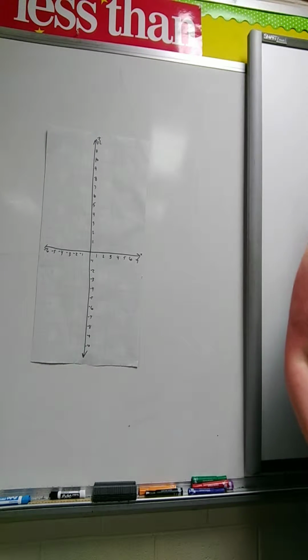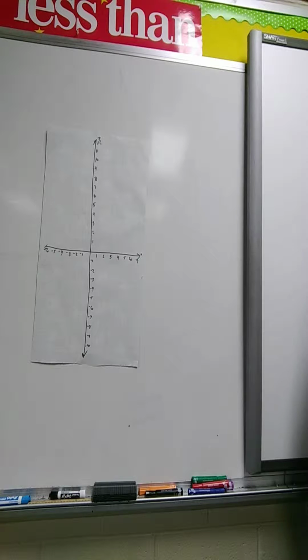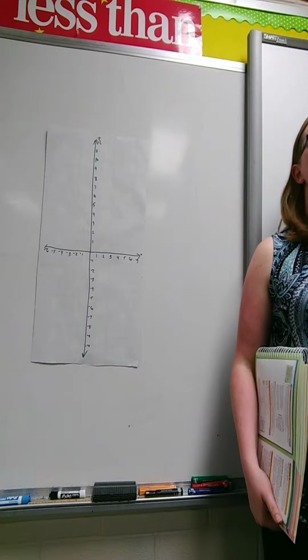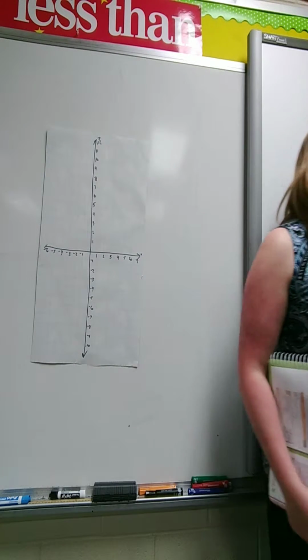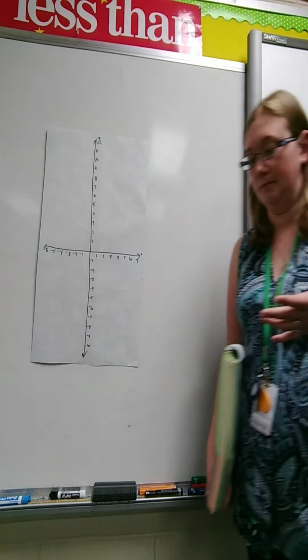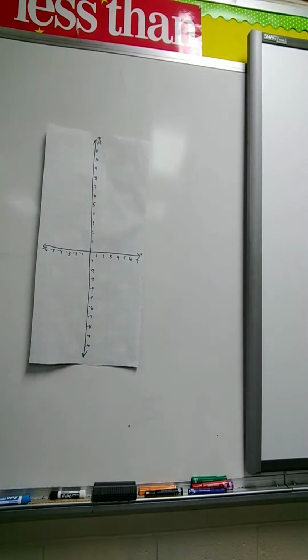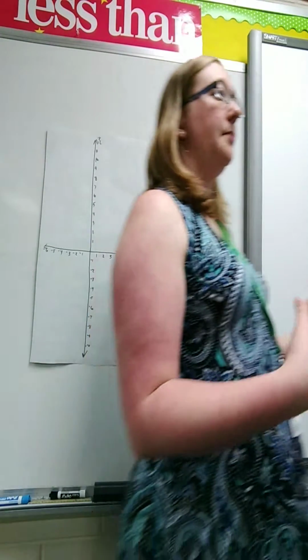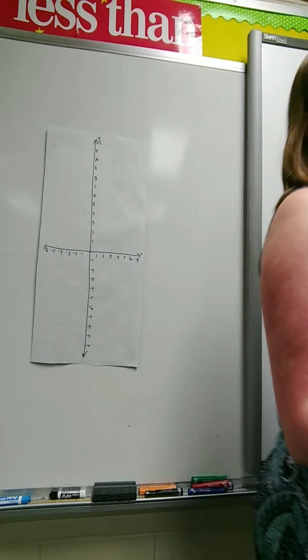Systems of equations means that we have two equations and we're trying to find one solution that works for both instances. So we need to find one x value, one y value, that when we put them into each equation, the statements are true.